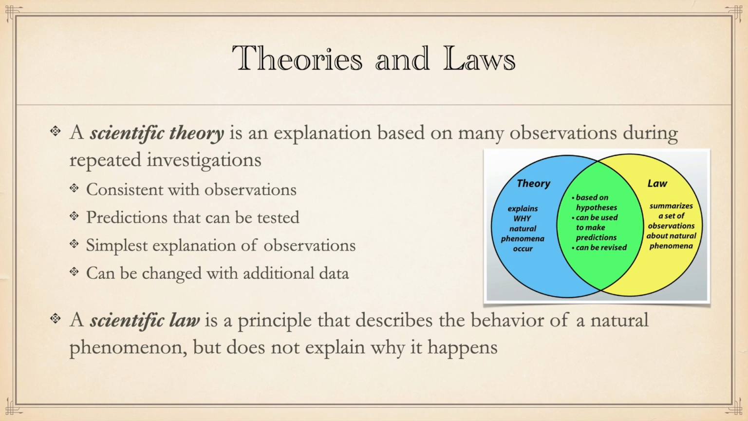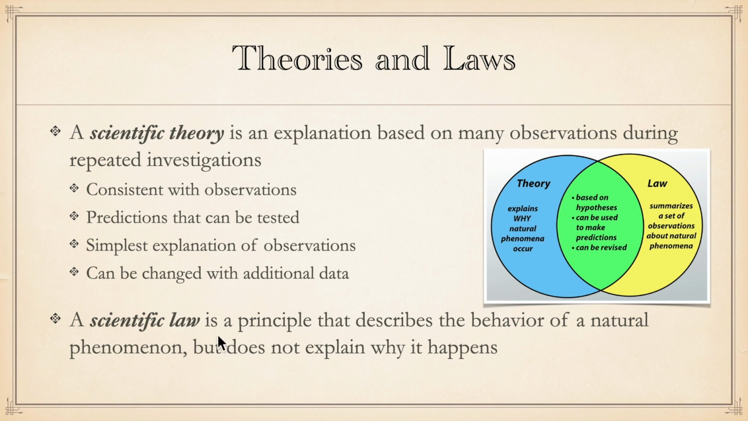Theories versus laws, or theories and laws. A scientific theory is an explanation based on many observations during repeated investigations. It's like a hypothesis that's been proven to be correct over and over and over again. These are consistent with observations, so scientific theories make predictions that can be tested. They are the simplest explanation of observations, and they can change with additional data. Just because something becomes a theory doesn't mean it's set in stone; if there's new data, it can change.